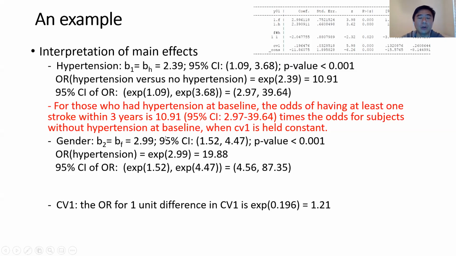So for gender, we have this B2 or BF equal to 2.99 with 95% confidence interval from 1.52 to 4.47 with a p-value less than 0.001 again. And we can translate this into the odds ratio equal to 19.88, because that's the exponential of 2.99. And the 95% CI of the odds ratio is from 4.56 to 87.35.